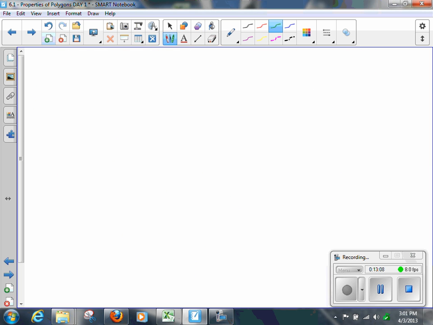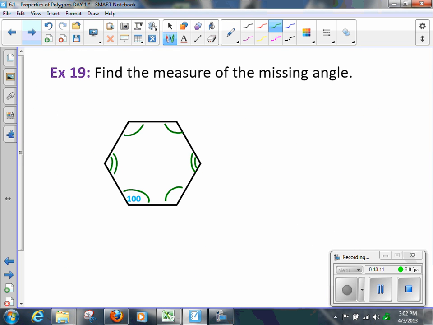Okay? Find the measure of the missing angle. Look here. You got 100 degrees given. Are there any other angles that you know that are 100? How do you know they're 100? They have one mark. So that's 100, that's 100, that's 100. Do you guys agree?